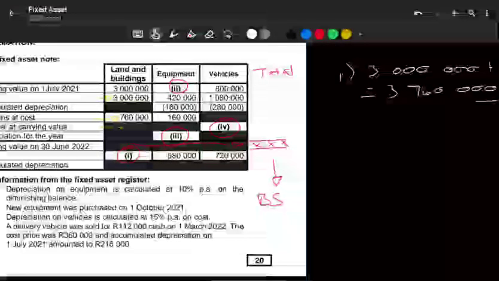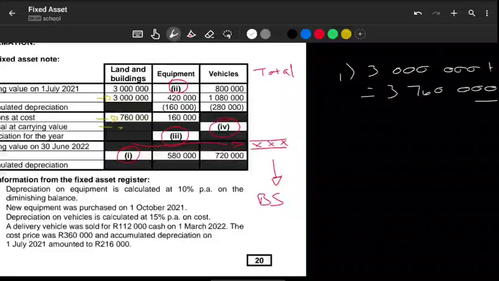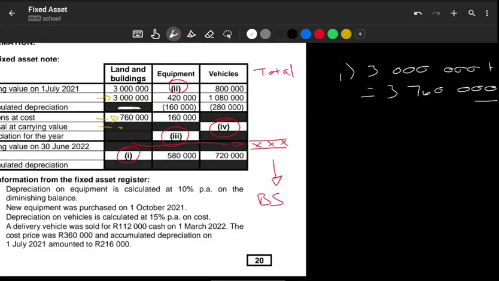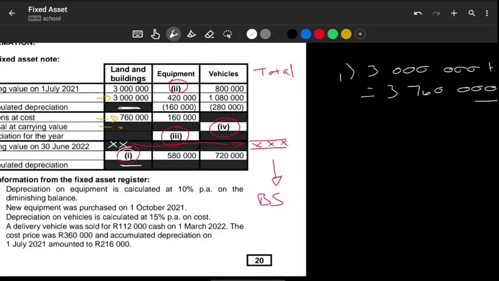Remember that land and buildings does not have any depreciation. We never depreciate land and buildings. Hence, there is no depreciation amount here, meaning that the cost amount of 3,760,000 will also be the carrying amount there, right?